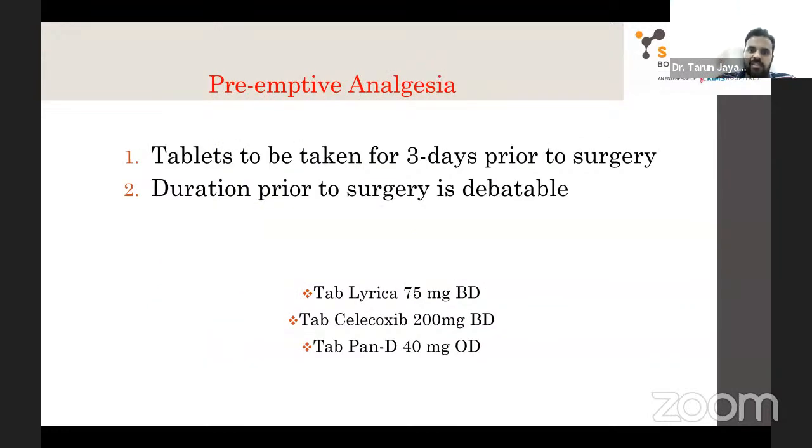Preemptive analgesia. This is the first procedure that we start even before the surgery. This is usually started 3 days prior to surgery. Again, the duration prior to surgery is debatable, and different papers come up with different durations. But what we follow is 3 days prior to surgery, the patient is given tablet Lyrica. Lyrica is nothing but pregabalin, 75 mg BD, tablet celecoxib, which is a COX-2 inhibitor, and pantoprazole, which is an antacid.